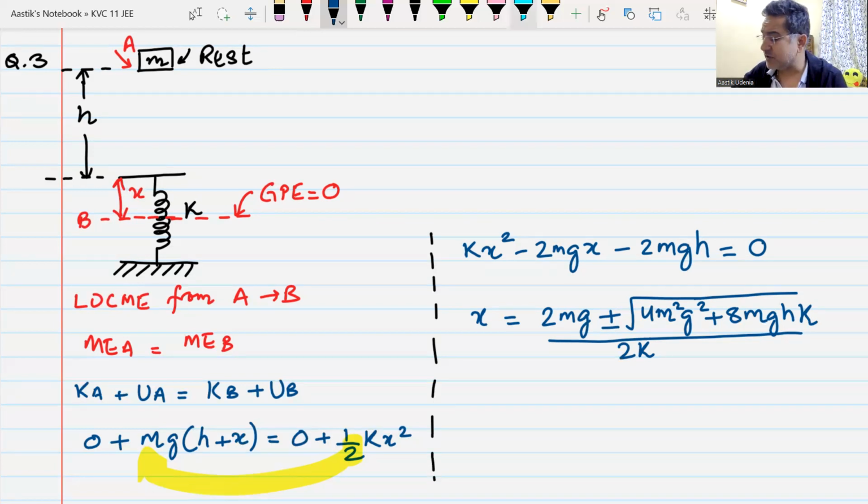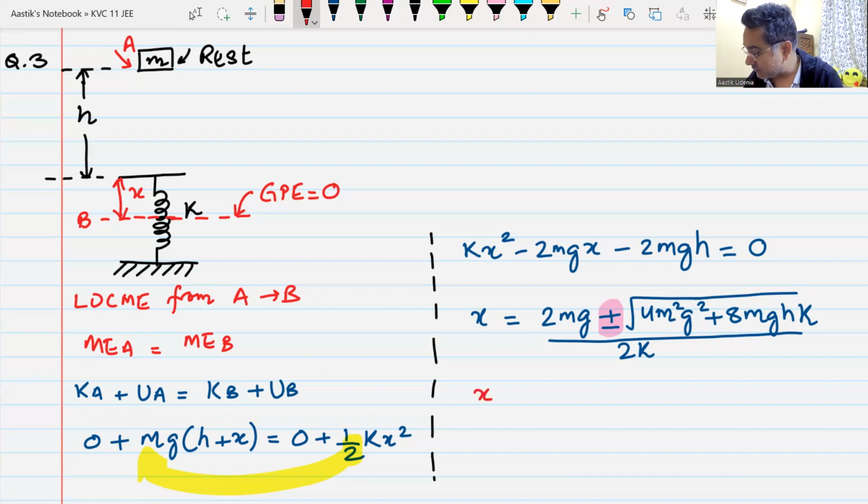So which value should I take? Should I take the positive one or should I take the negative one? Because there are two values. Which value of x should I take? Well, I will take the positive one, because if I take the negative value of the root, the value of the root will be more than 2mg, and that will give me the value of x as negative. As you can see, x is not negative, x has to be positive. So I have to take the positive value.